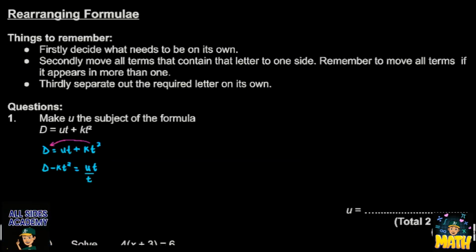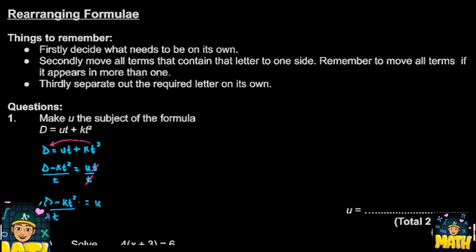Then divide by t on both sides so that I remain with u on one side. Making the subject of the formula means you want that letter to be on one side and all the other letters or numbers to be on the other side. So those cancel out, and then we have the value of u being equal to d minus kt squared over t. So u equals d minus kt squared over t right there.